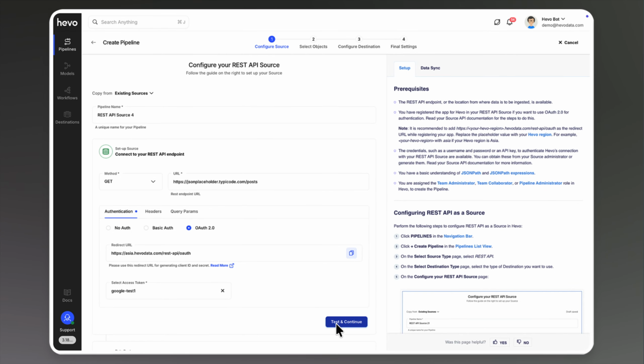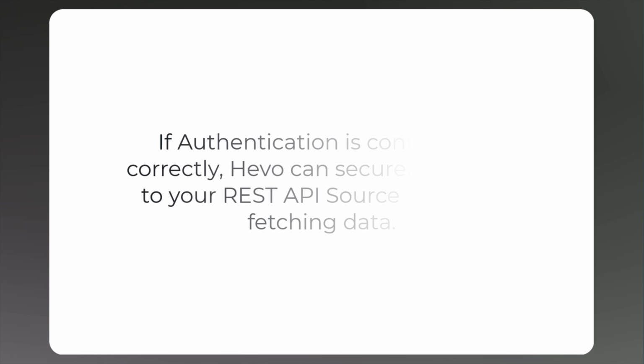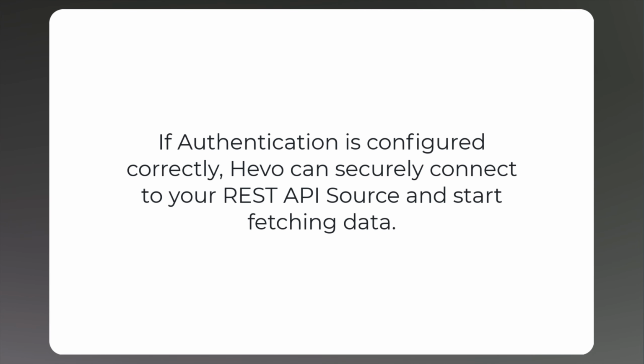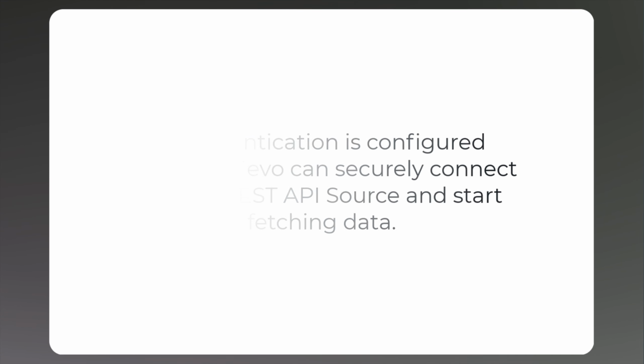Click Test and Continue. If authentication is configured correctly, Hevo can securely connect to your REST API and start fetching data.